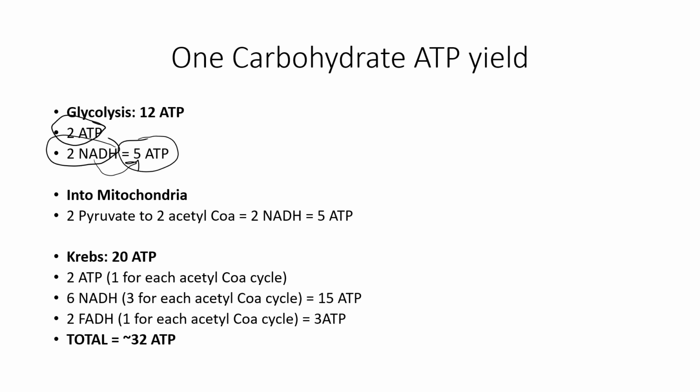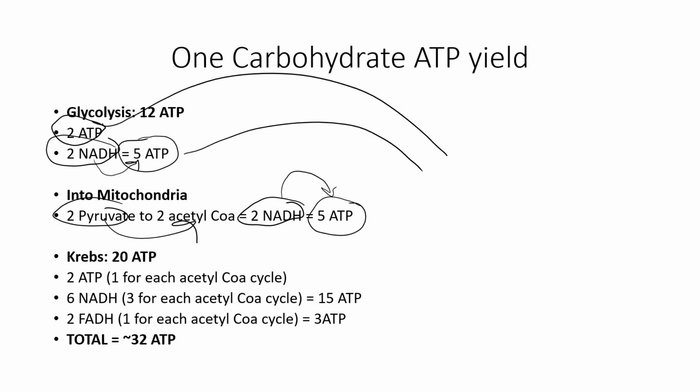Also through glycolysis, we get 2 pyruvate molecules which enter into the mitochondria and are each then oxidized to acetyl-CoA. Each time pyruvate is oxidized to acetyl-CoA, we get 1 NADH. That happens 2 times. Each go to the electron transport chain and contribute then to 2.5 ATP, giving us a total of 5. So up to this point, we have 12 ATP.